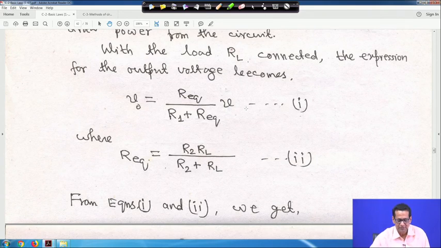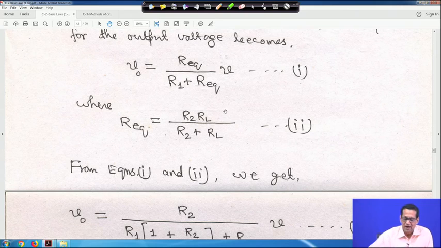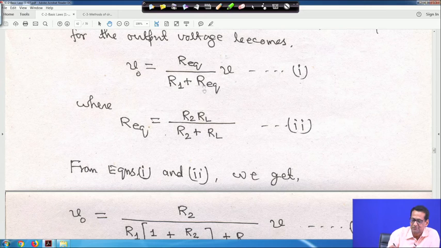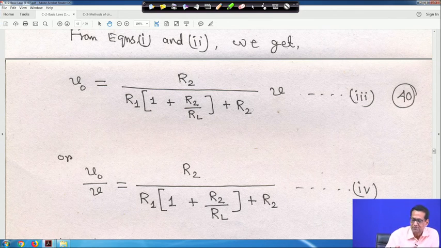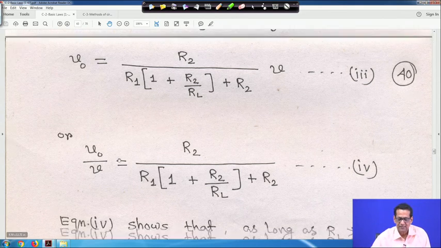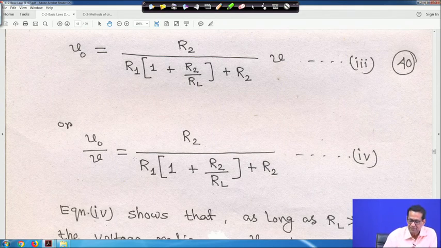So, from equations 1 and 2 you will get, here we got Req as R2 RL upon R2 plus RL, and here you substitute Req in the numerator and also in the denominator R1 plus Req, and simplify a little bit. If you simplify, we can write in this form that V0 is equal to R2 divided by R1 into 1 plus R2 upon RL plus R2 into V. This is equation 3, and V0 by V, taking the ratio, that means dividing both sides by V, becomes R2 upon R1 into 1 plus R2 upon RL plus R2.